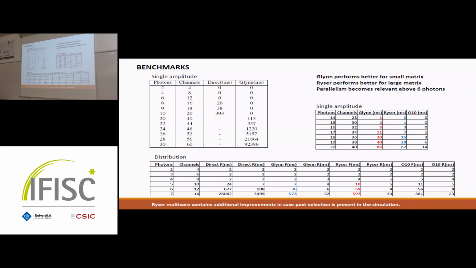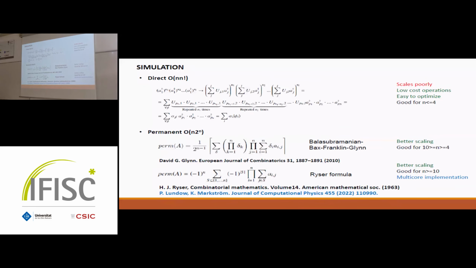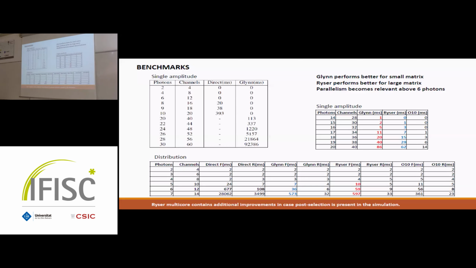Yeah, there are some benchmarks that I produced using my laptop. For example, this is the time to calculate a single amplitude with the direct and Glynn method. Glynn method means the Balasubramanian-Bax-Franklin-Glynn for 2, 4, 6, 8 photons until 30, and for a random circuit with 48 double channels and photons. As you can see, basically this grows very fast from 1 to 10 photons, and the Glynn does not grow that fast. So it's more or less the same time to calculate a Glynn amplitude with 22 photons as with the direct method with only 10.